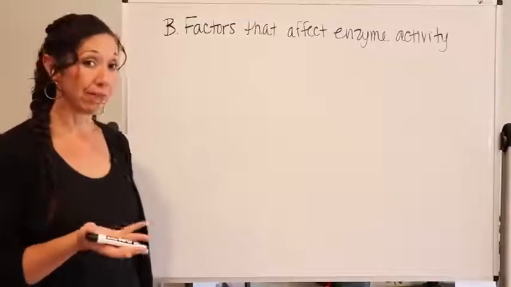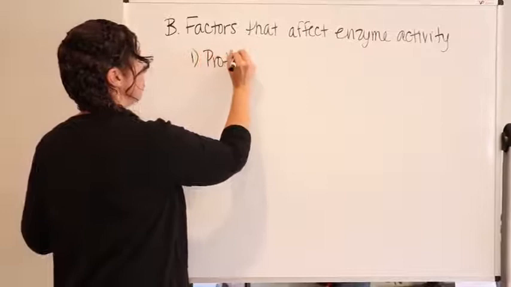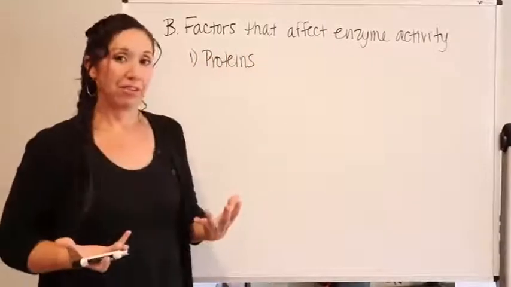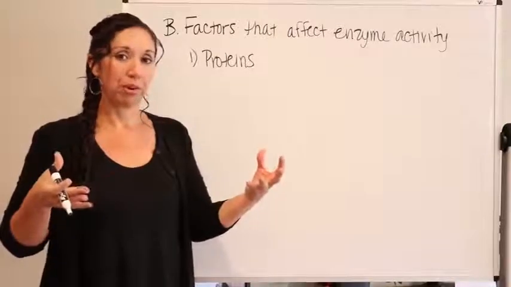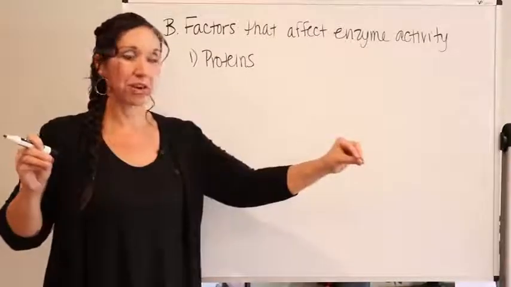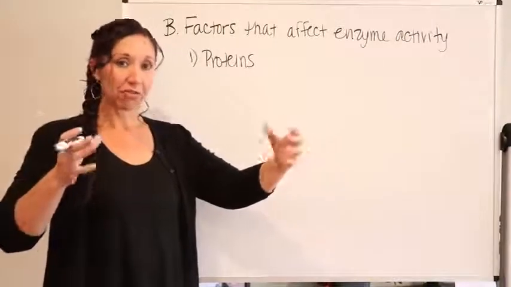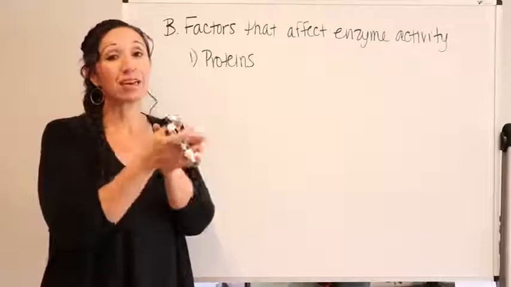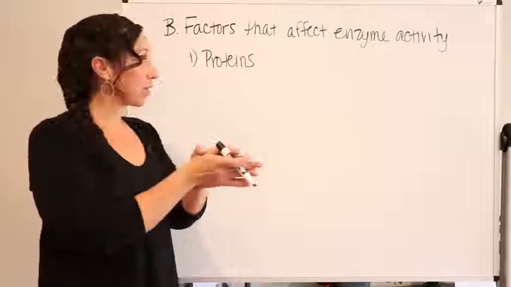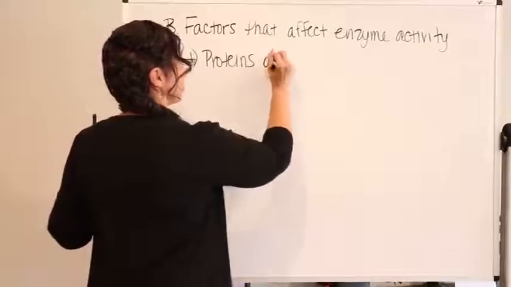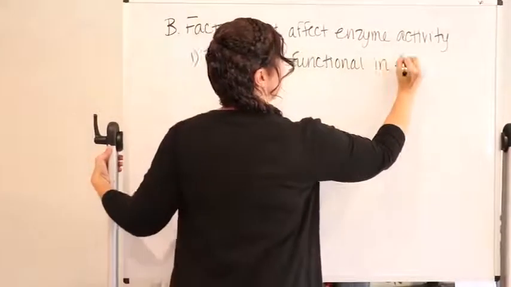Enzymes are proteins, right? And if you remember, proteins are folded amino acid chains. When they're an amino acid chain, we call that their primary structure. That's the most basic structure for a protein. It's not functional. By the time it goes to a secondary structure, a tertiary structure, and then finally a quaternary structure, now you have a functional protein. So proteins are functional in their quaternary structure.